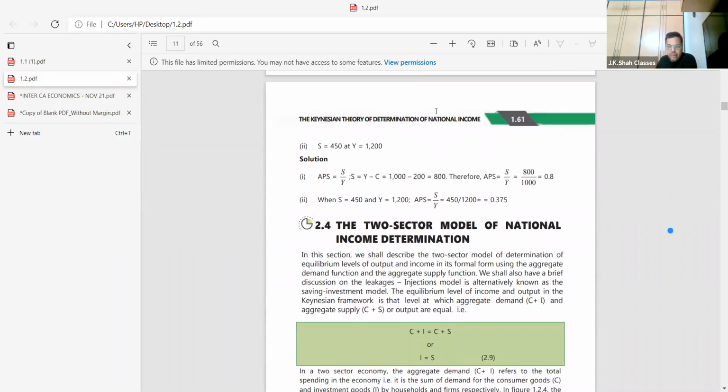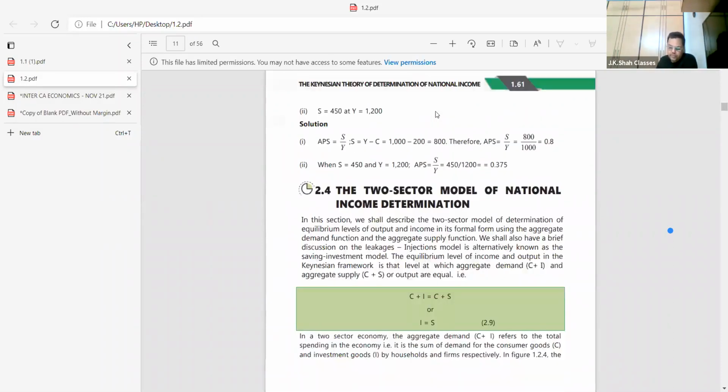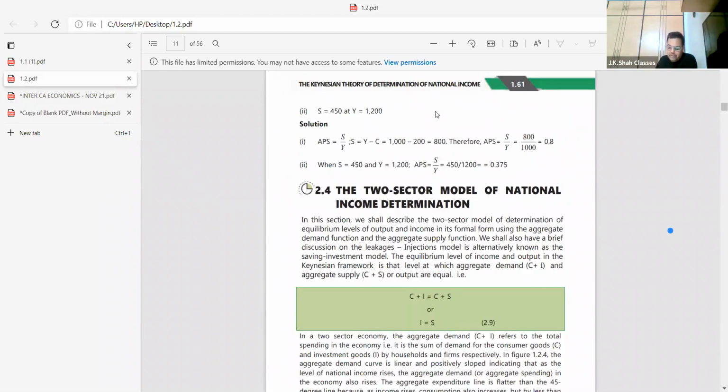2-sector model of income determination. See what it says: the discussion on the leakages-injection model is an alternate to the saving-investment model. Be very clear. Leakage is what? I earn 1 lakh rupees. Out of that, I spent 50,000 rupees. So the 50,000 I have not spent is a leakage. Then if I invest that 50,000 in the country, it becomes an injection.